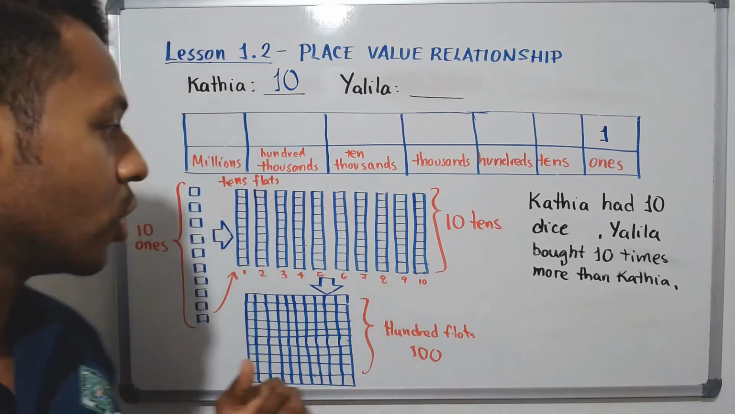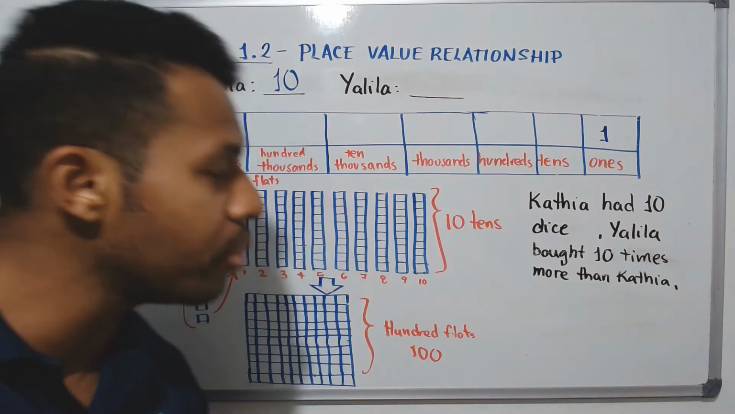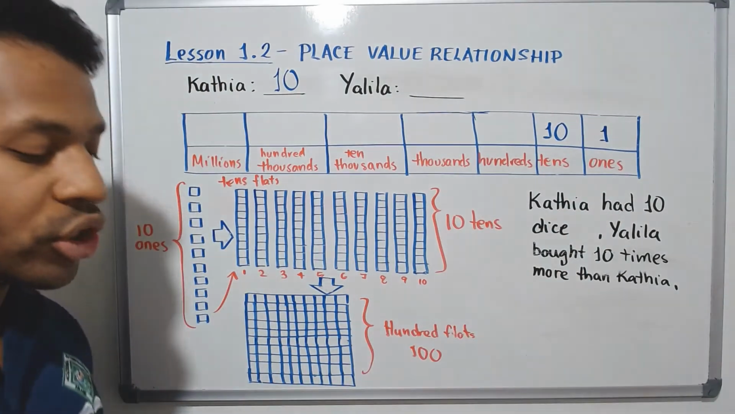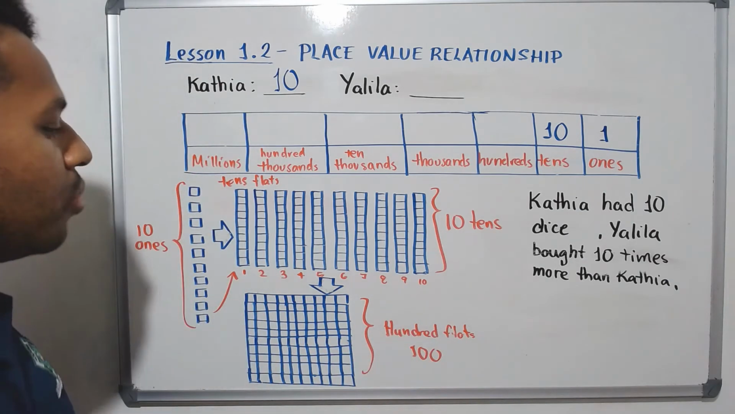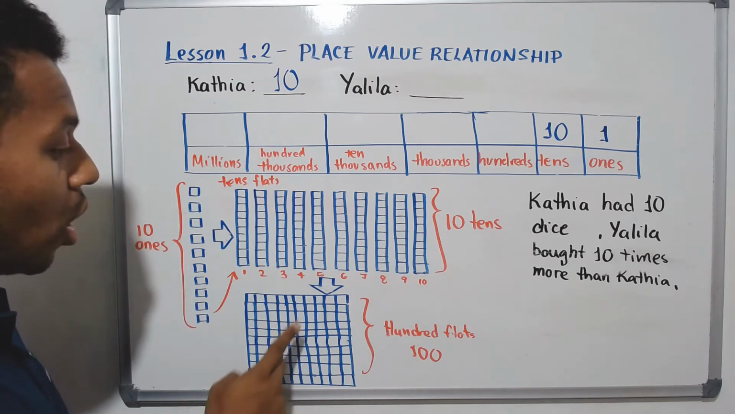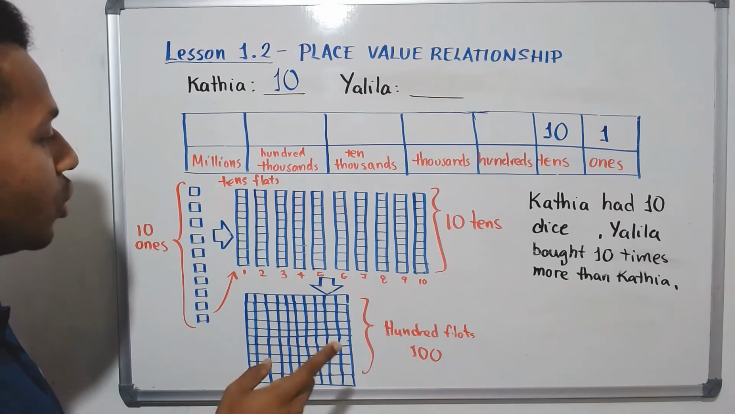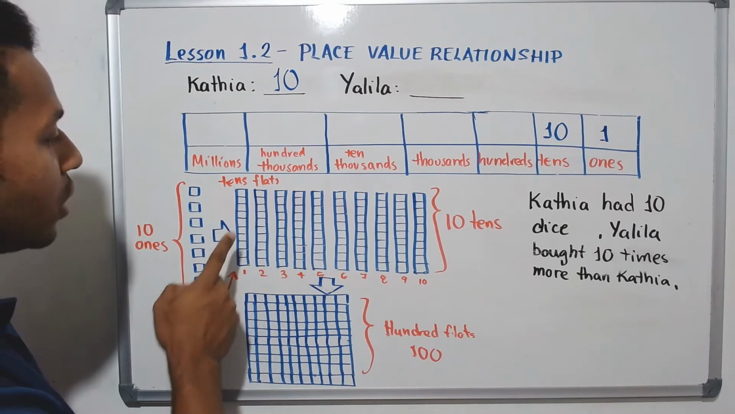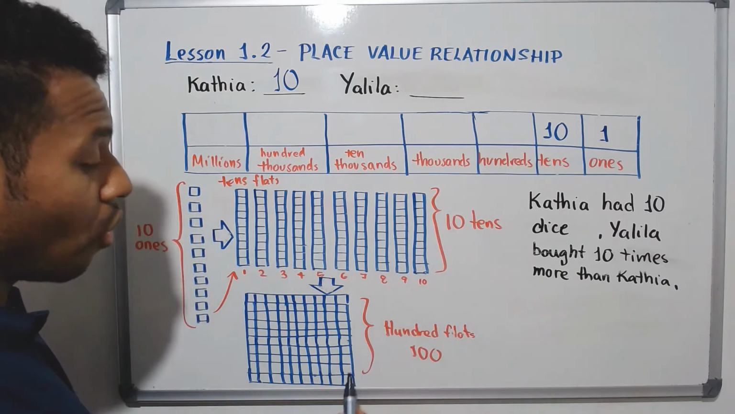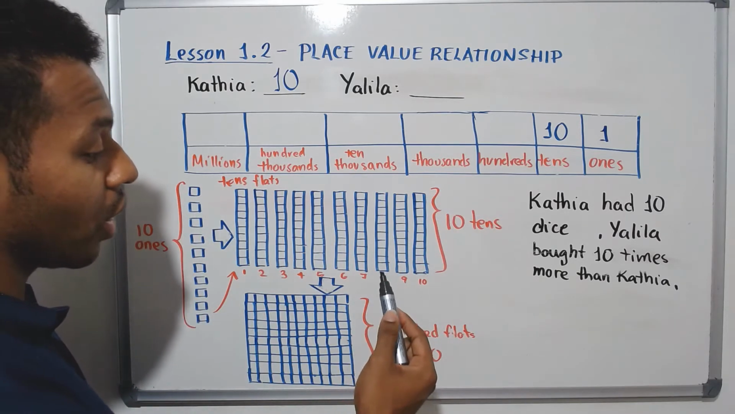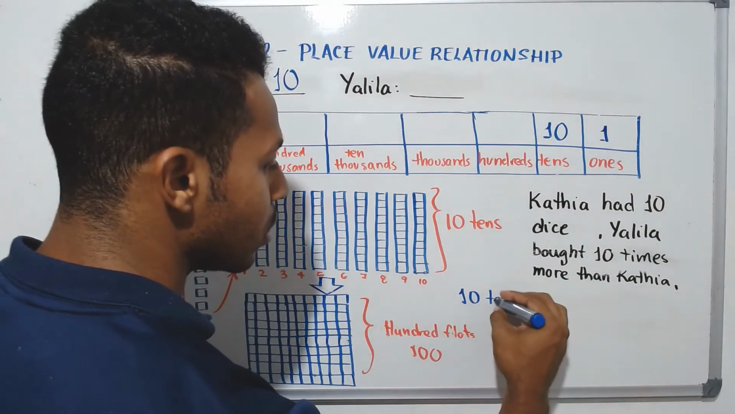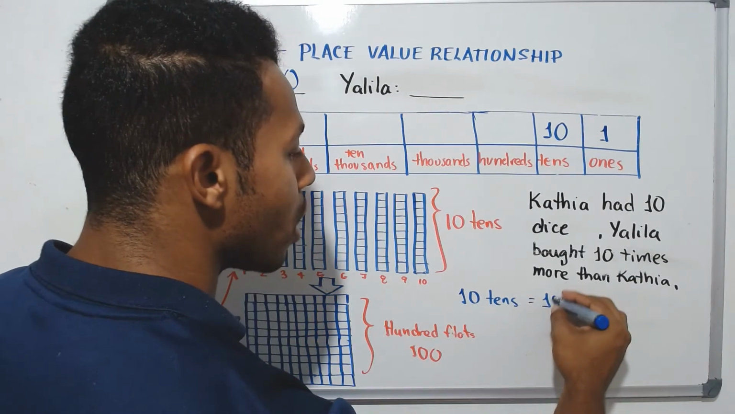So it's important to figure out the numbers. Here we have the tens, which represents 10. So the question is, what is the relationship between the ones in the hundreds flat, and the ones in the tens flat? There are 10 times more ones in the hundreds flat than in the tens flat. So 10 tens represents 100.